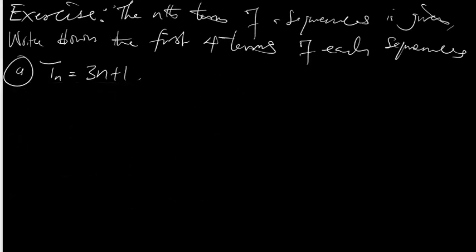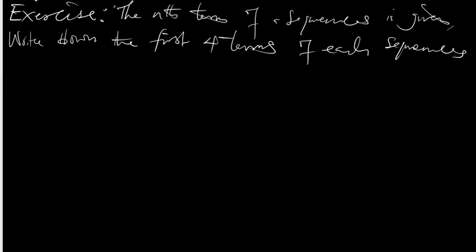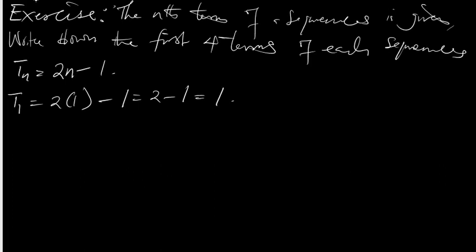So for another problem, we are given the function to be Tn equal to 2n minus 1. So that means the first term, which is t subscript 1, is 2 times 1 minus 1, which is 2 minus 1, which is 1.